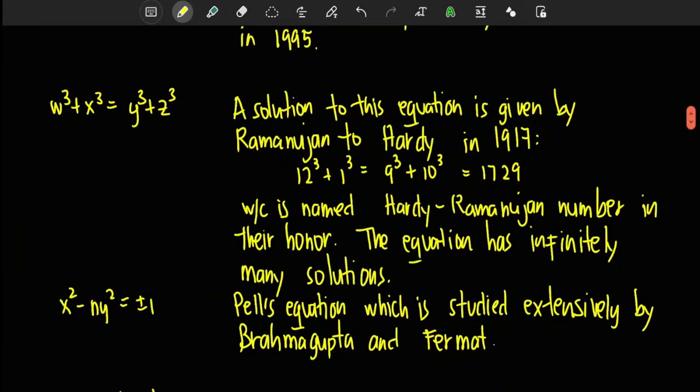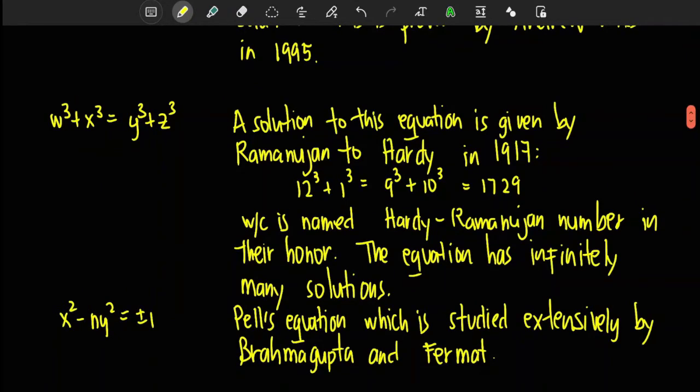Another equally famous Diophantine equation is the Pell equation, which was studied extensively by Fermat and by the Indian mathematician Brahmagupta. So the equation is x squared minus n y squared is equal to plus or minus 1 for some positive integer n. All of these are examples of Diophantine equations that paved the way of finding solutions of different kinds of equations with integer solutions.